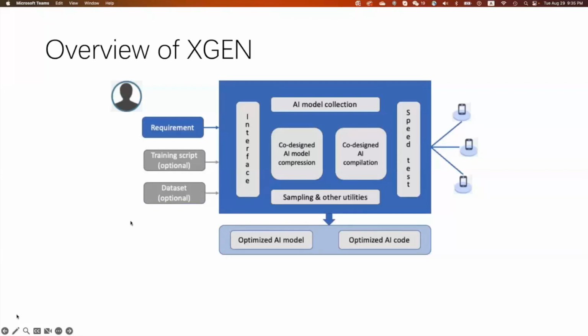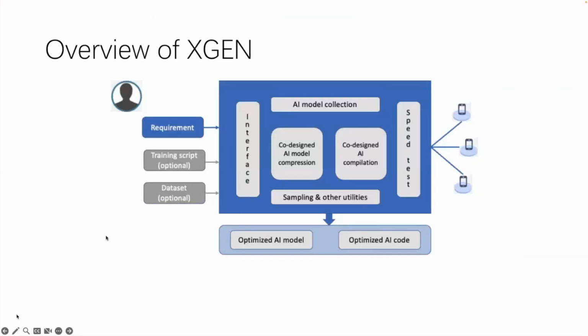All right, so this session is going to give a quick demo about how to install and use XGen for optimizations of DNN models. First, I'd like to give a quick overview of XGen. XGen is an end-to-end deep learning optimization toolchain, and it has some modules for AI model compression, as well as a compilation module that can generate efficient binary code.